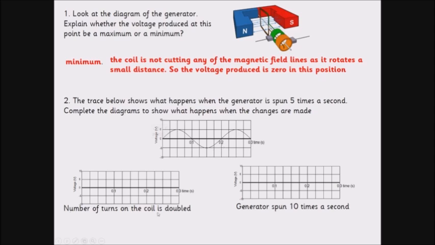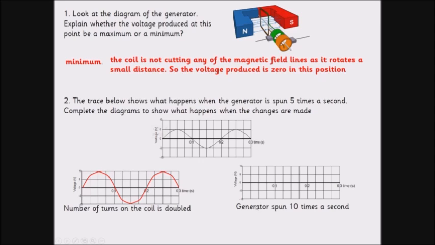So the number of turns on the coil is doubled. If we double the number of turns on the coil, we're going to get twice the amount of voltage induced, but our wave is going to have the same time. So it's still going to be 0.2 seconds for 1, but it's going to go twice as high. So instead of going to 5 volts, it's going to go to 10 volts. So you can see here I've shown this curve going up to 10 volts and down to 0, minus 10 volts, back to 0, and that happens in 0.2 seconds. Because remember, we haven't changed how fast it's spinning, we've just changed the number of turns on the coil.